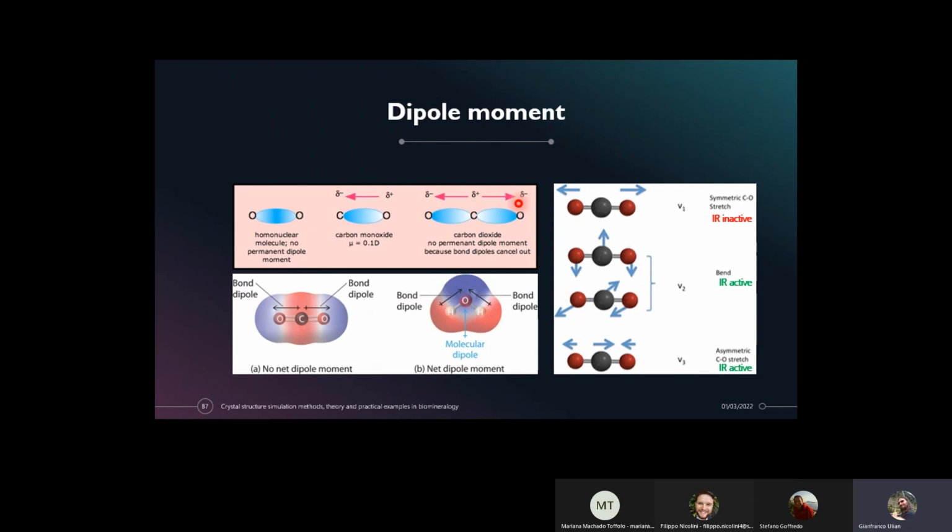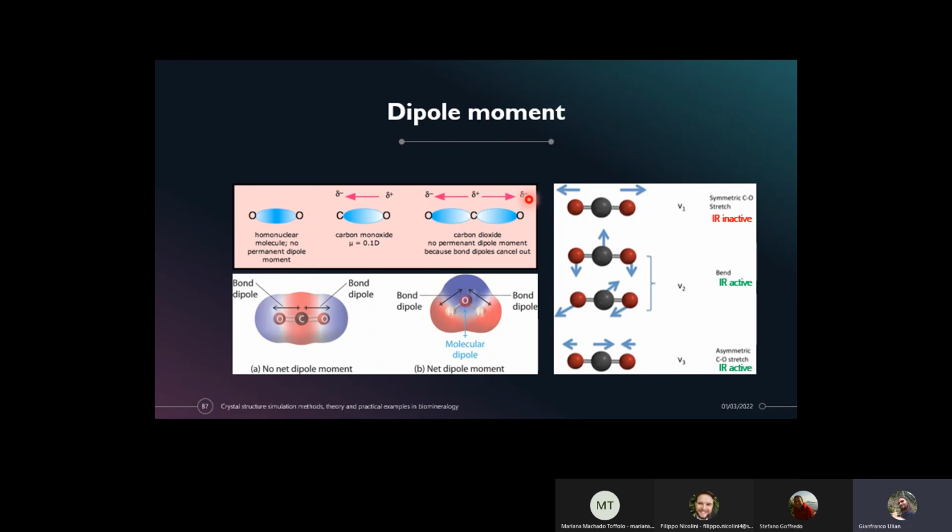Carbon dioxide is interesting because you have 3 atoms. It is linear, so 3 times 3 minus 5, 4 modes that are represented here. And you can see that these are active. The bending and the asymmetric stretching are active, but the symmetric stretching of the carbon and oxygen bonds, symmetric in this case means that they elongate and compress at the same time in a symmetric way, is not active because here we have the dipole. You can see here the dipole moment goes here and goes on the other side.